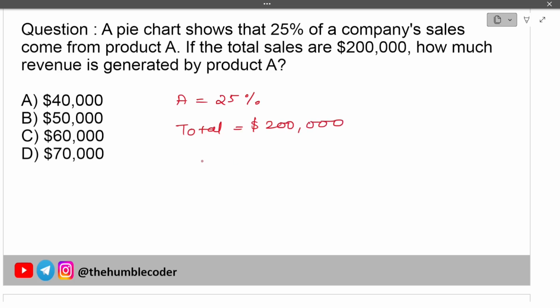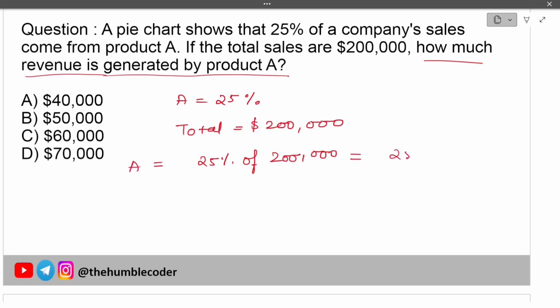$200,000, right? So 25% of $200,000 will be our answer, because we are asked the revenue generated by product A in dollars, or the actual revenue generated by product A, right? So it will be how much? Let's try to solve it.